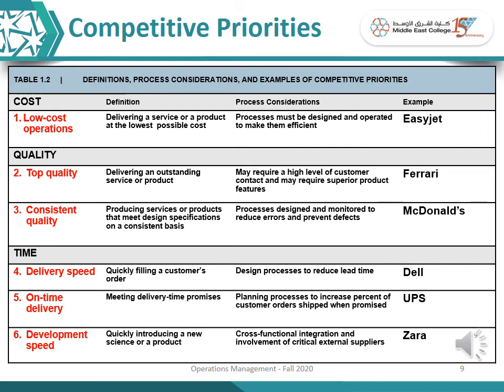Development speed. Quickly introducing a new service or a product. You have a very good research and development department which knows what will be the future, which plans to change the customer perception, providing new products, new advancement, new technology. So cross-functional integration and involvement of critical external suppliers is required in this case, because when you change, when you are being flexible like this, you need suppliers also to be flexible with you. An example for that is Zara.